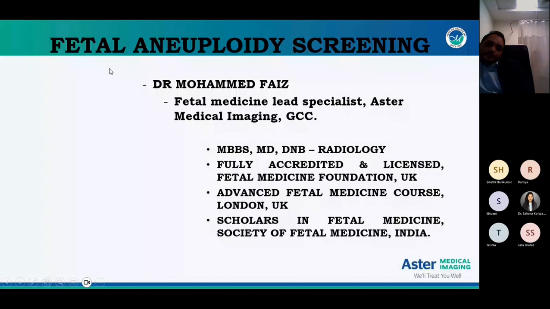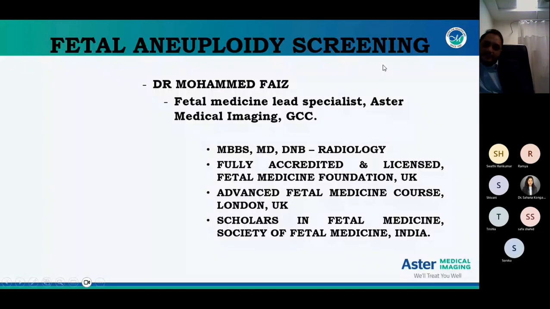So, the topic for today is fetal aneuploidy screening. And this is a very important topic, be it as a general radiologist or you do subspecialty in fetal medicine or any other subspecialty. This is something you will be coming across again and again. This includes topics like nuchal translucency and other sonological markers and also soft markers for aneuploidies.